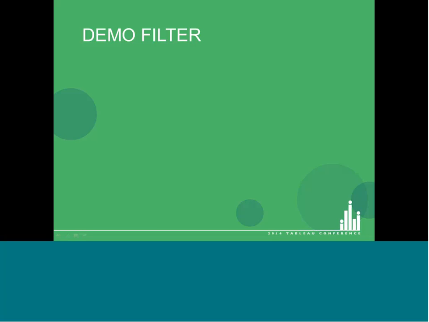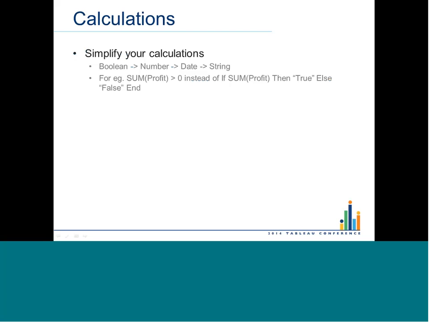Now let's take a look into calculations. There are a few ways that we can simplify calculations, but it is important to understand how Tableau enumerates different types of fields in your data. In order of descending, the type that is evaluated the fastest would be Boolean, for example, true, false, followed by numbers, floats, integers, followed by dates, somewhere in between, and followed by string, which is the slowest.